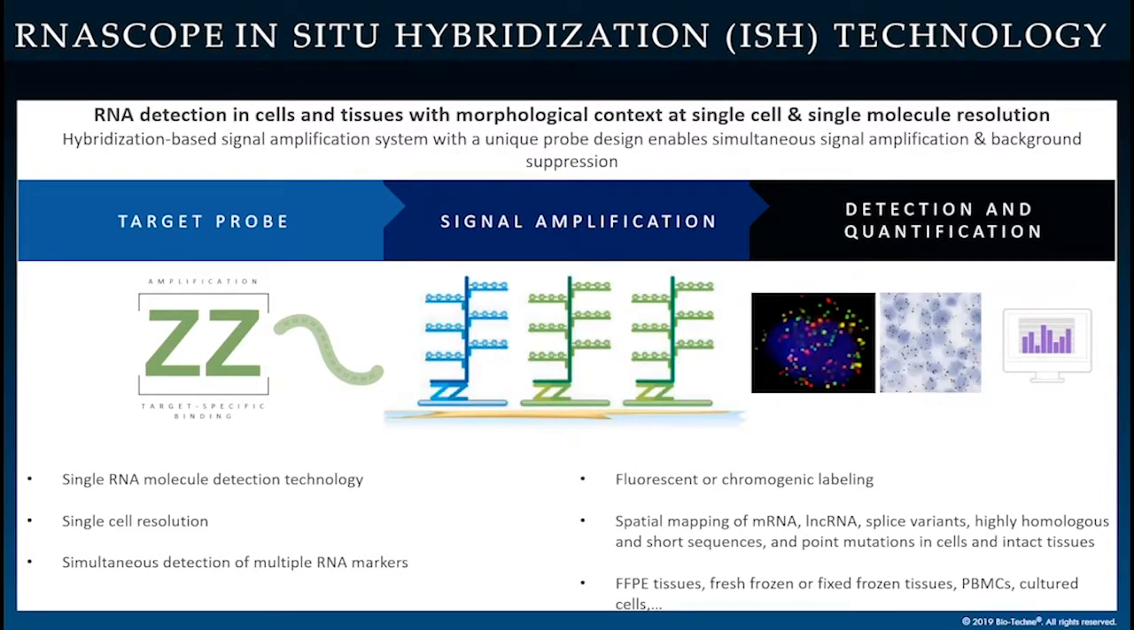Now, this assay allows you to spatially map various kinds of RNAs, such as mRNA, long non-coding RNAs, splice variants, and specifically highly homologous sequences. Just due to our high specificity, you can discern between sequences that have high homology in both cells as well as intact tissues. And all of this can be visualized using either a fluorescent or a chromogenic label. Now, this assay can be performed on a wide variety of sample types. Some of those are the FFPE tissues, both the fresh frozen as well as the fixed frozen tissues, PBMCs, and cultured cells.